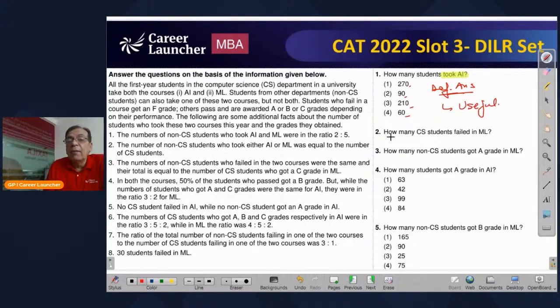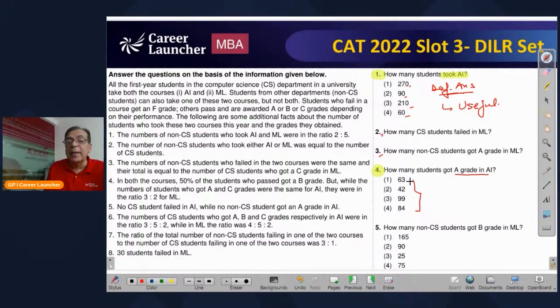Okay. The next two questions are theta. Theta means I have to solve the table and then only then I can answer the question. But question 4, how many students got grade A in AI? Again, these are choices which are definite choices. So this also could be useful. So as far as I am concerned, I can straight away say question 1 and 4 could be helpful. I am getting some information.